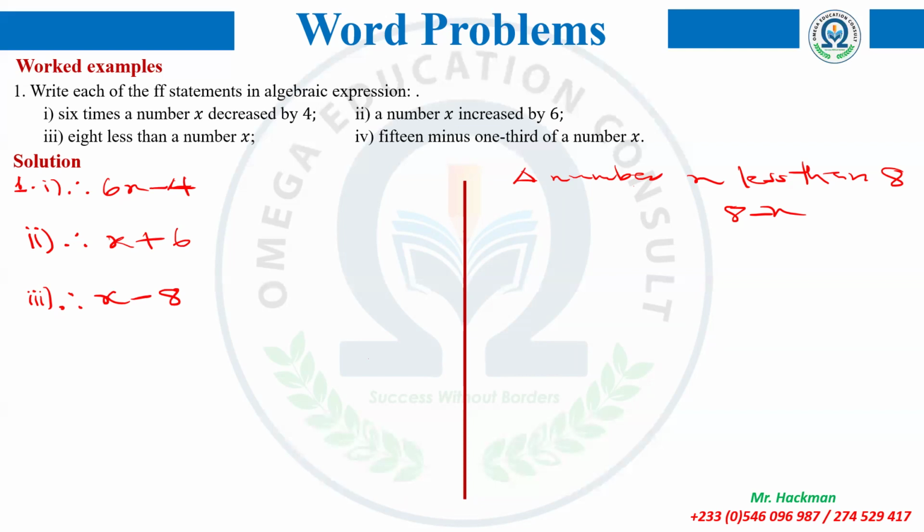Okay, Prof. Portia, have I addressed your question? Please, no. Okay, go ahead. You said that for 8 less than a number x, the result will be x minus 8. But for this one, 6 times a number x decreased by 4, I want to ask a question. Why did the 6x start first? Okay, all right. You can see that here we are saying that 6 times a number x, so you have to multiply the number by x before you decrease it by 4.